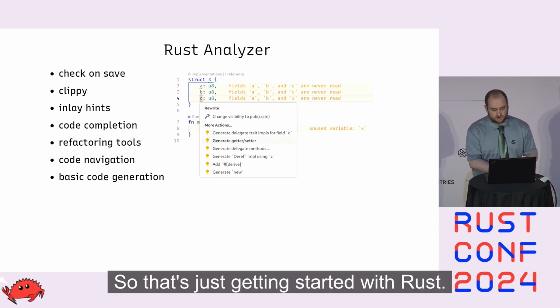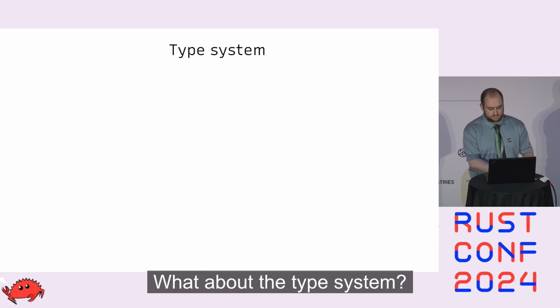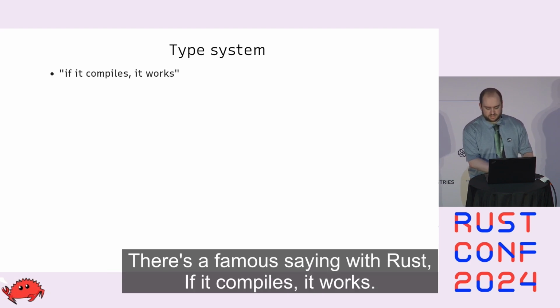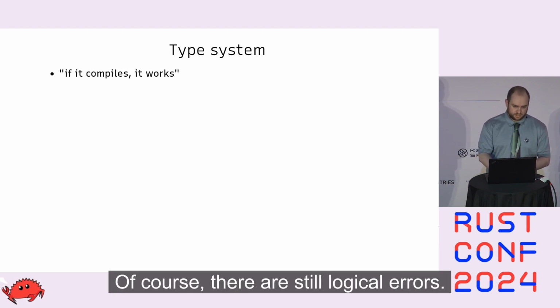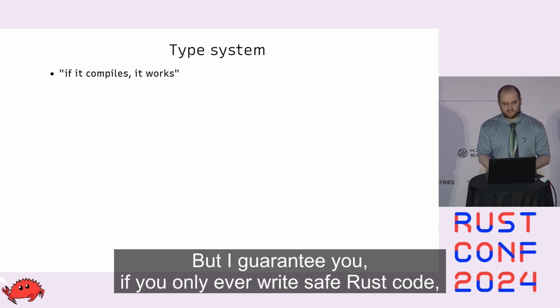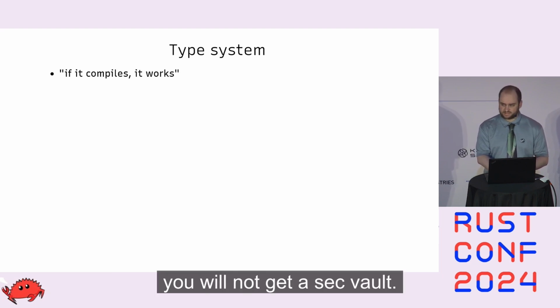So that's just getting started with Rust. What about the type system? There's a famous saying with Rust: if it compiles, it works. Now, that's not strictly true. Of course, there are still logical errors. But I guarantee you, if you only ever write safe Rust code, you will not get a seg fault.